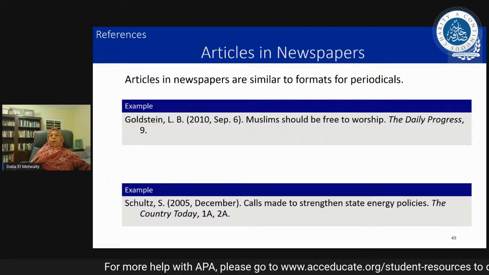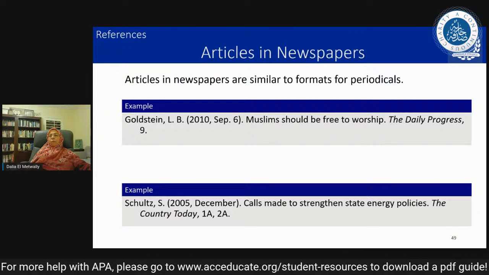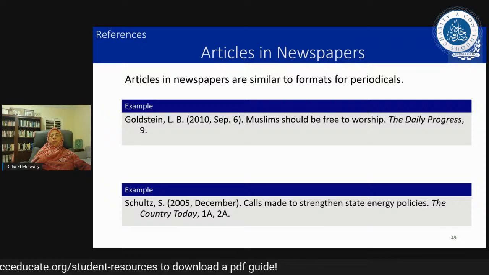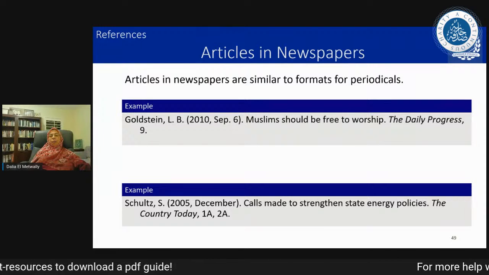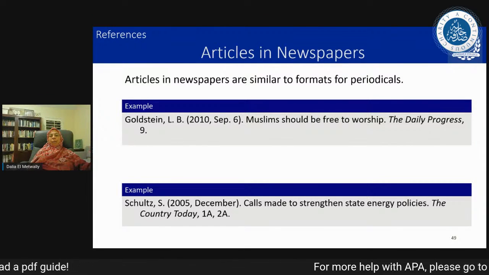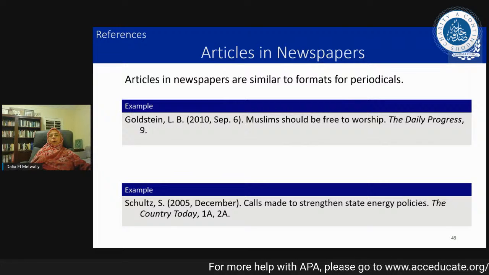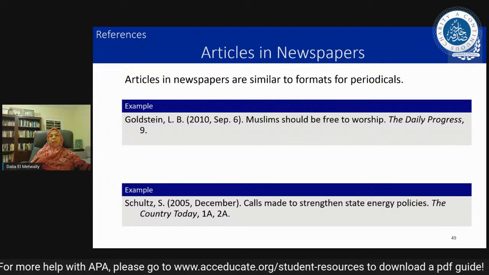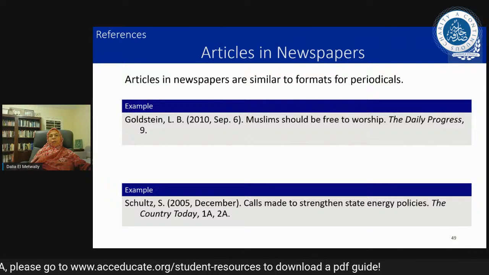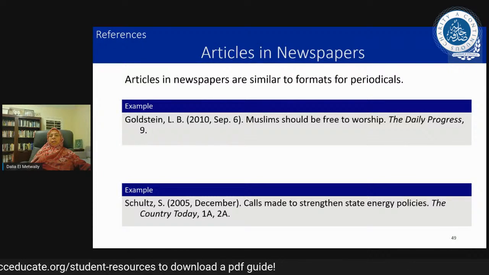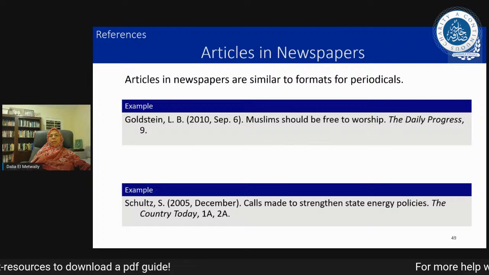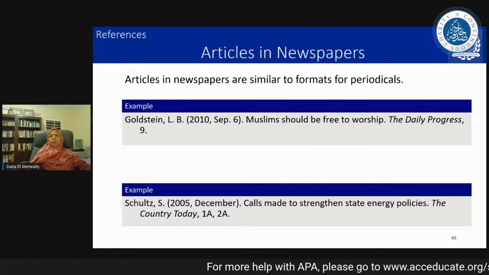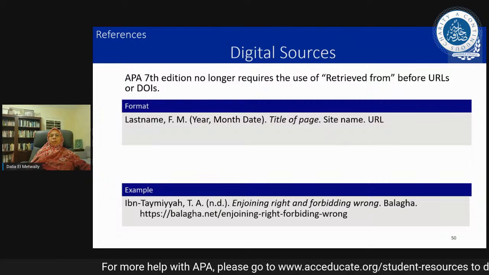Articles in a newspaper are similar to the formats of periodicals. The only difference is that sometimes we have 1A and 2A because sometimes in newspapers pages go in A and B, etc. So you actually specify that. In Arabic or the Islamic stuff, they usually do not have that. So I've got Goldstein, LB, 2010, September 6, Muslims should be free to worship. Daily Progress.